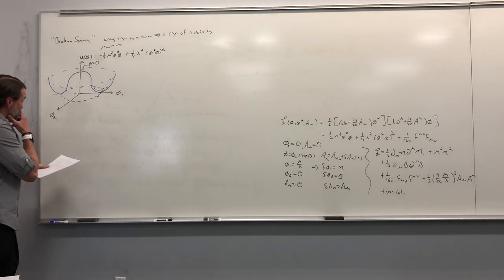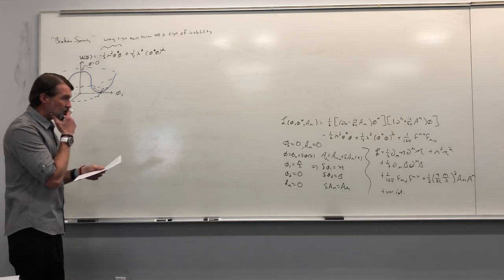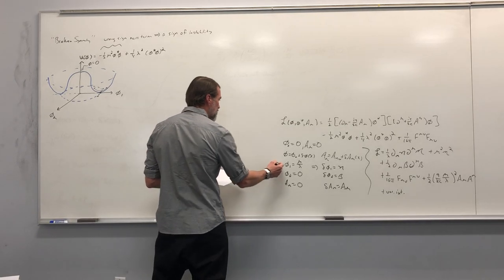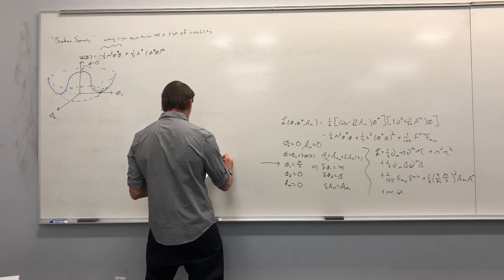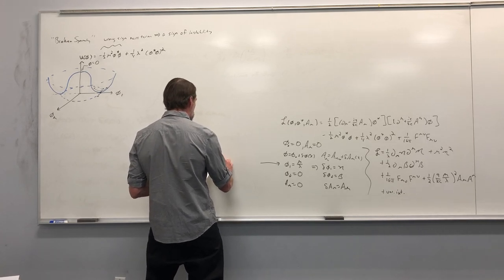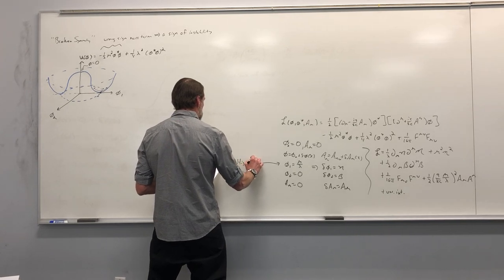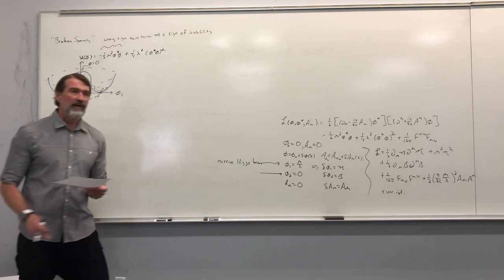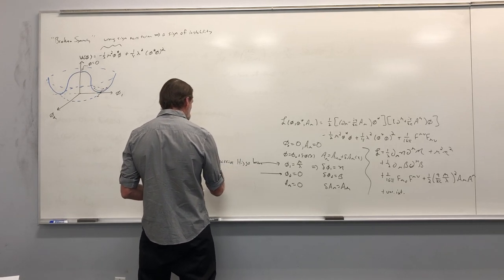So, well, this thing, eta, is what we call the massive Higgs boson. Whereas the fluctuation in beta is what we call the massless Goldstone boson.